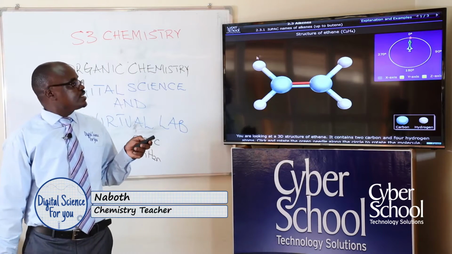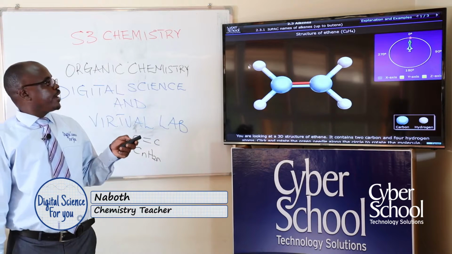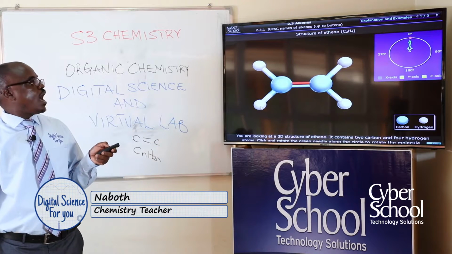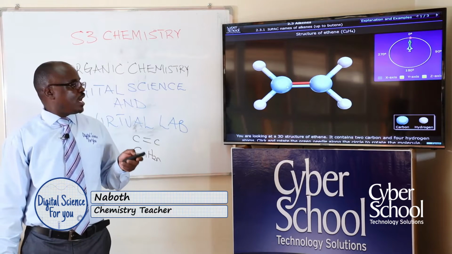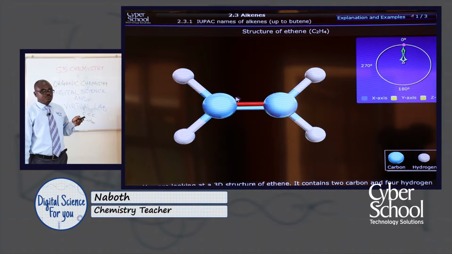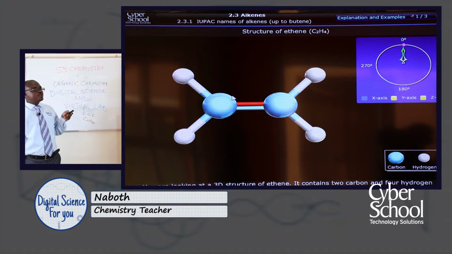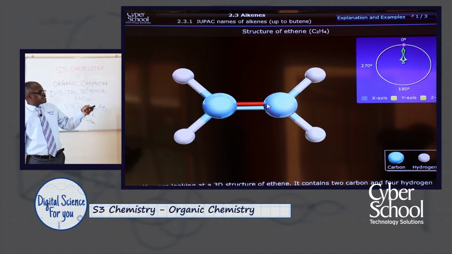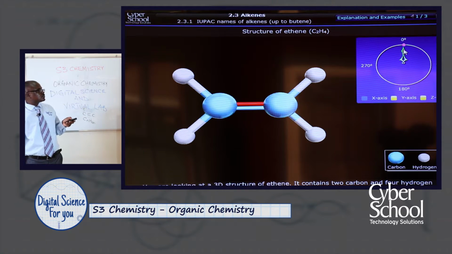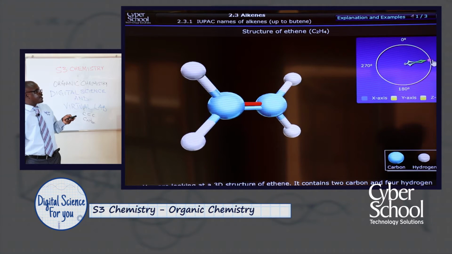So this is the structure of ethene, where the white represents hydrogen atoms and the blue represents carbon atoms. We can see the carbon atoms are joined by a double bond. We can show it in different ways. We can look at the different axes. We turn. This is the structure of ethene.